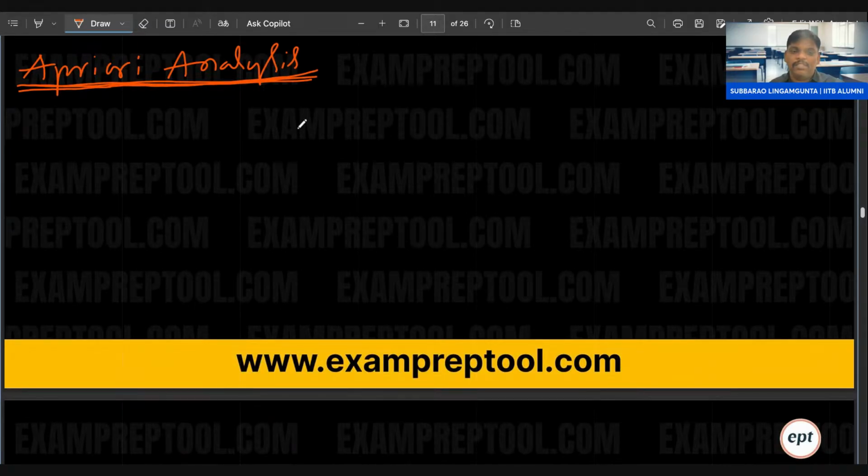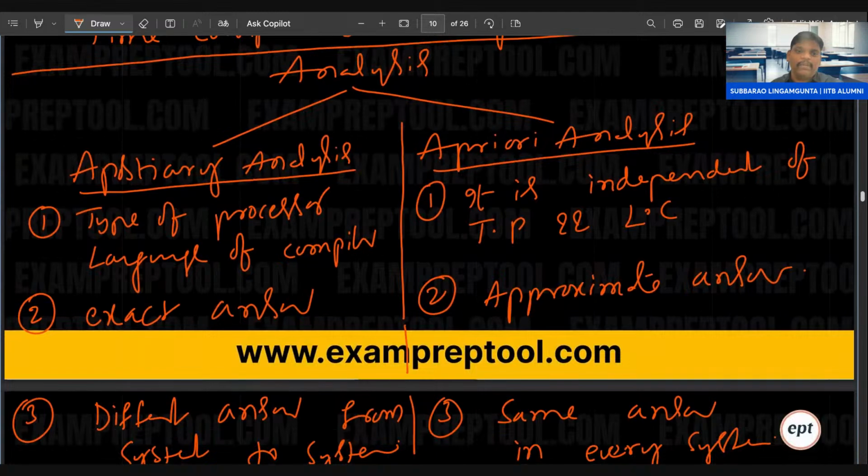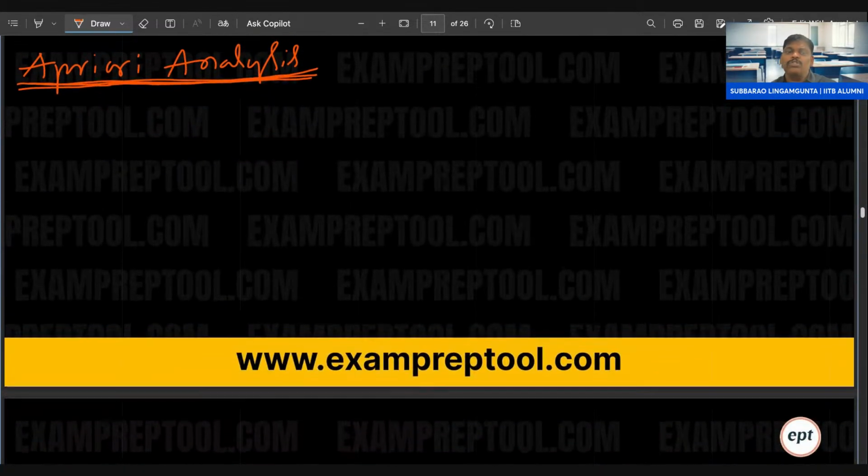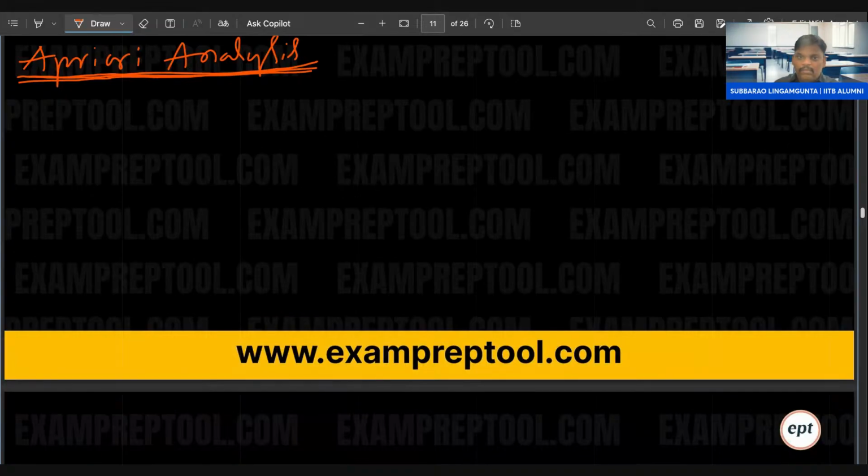This is also called posterior analysis and priori analysis, right? Priori analysis is independent analysis. Posterior analysis is going to be dependent analysis. Dependent analysis, priori analysis, independent analysis. Now come here. From now onwards, be careful. Priori analysis means it is independent how?